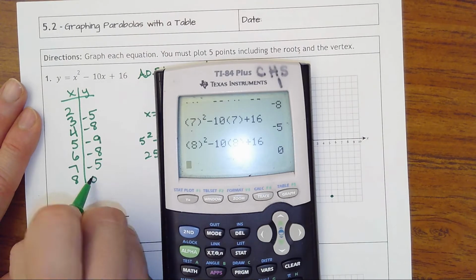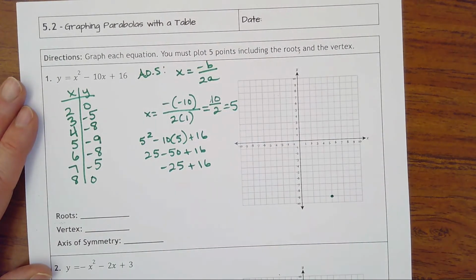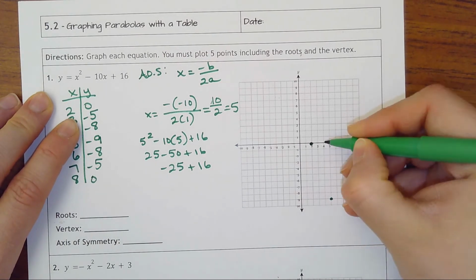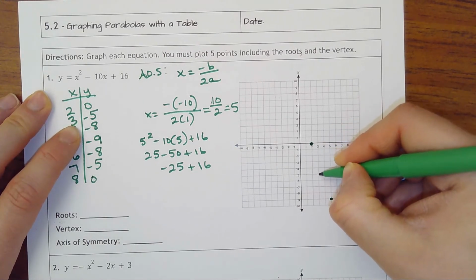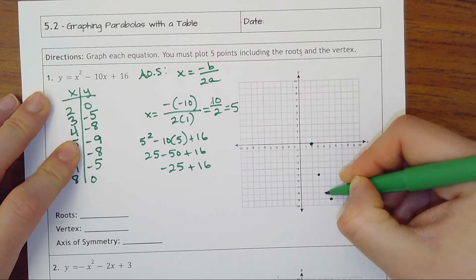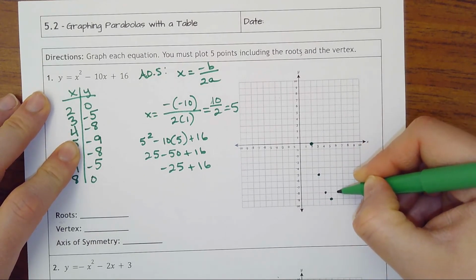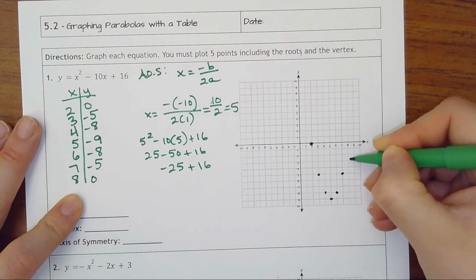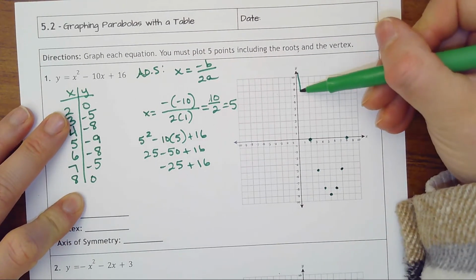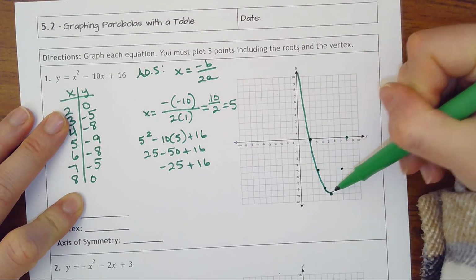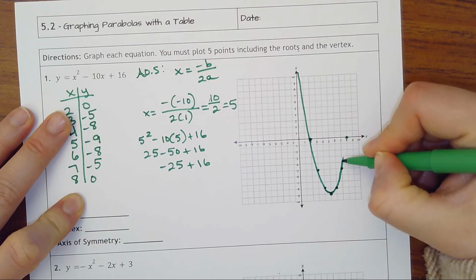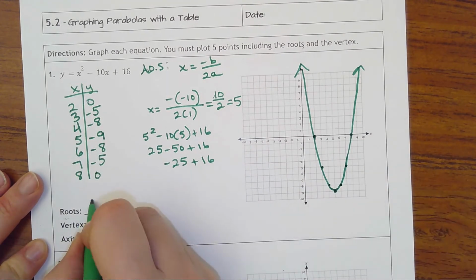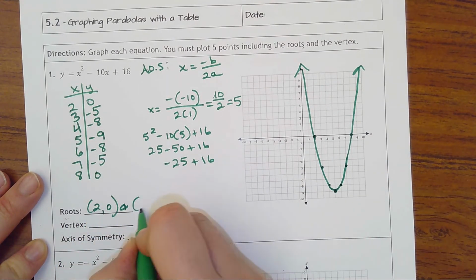Okay, I got 0. So when I plug in 2, I should also get 0. Let's plot them. So I've got a point at 2, 0, 3 down 5, 4 down 8. And then look, it comes back up. 6, negative 8, 7, negative 5, and 8, 0. And of course it keeps going like this. Okay, so our roots are here at 2, 0 and 8, 0.